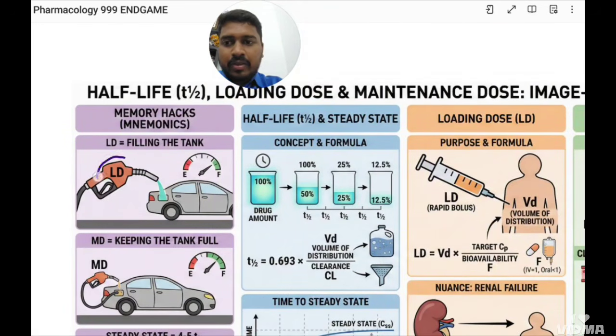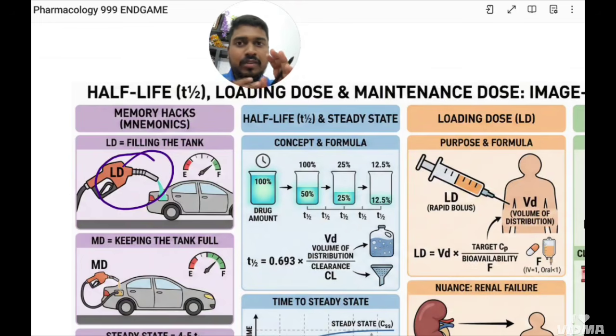See, loading dose is like filling the empty petrol tank. So we have zero petrol and you want to fill it, otherwise you can't start your vehicle, right? Now if you want a full tank, filling the tank is known as loading dose. That means your body doesn't have any drug. Initially you have to give some drug to show some rapid effect. Why? I'll tell you later.